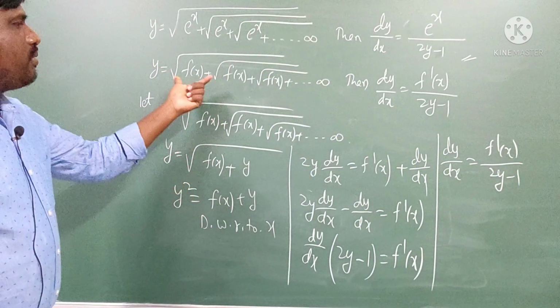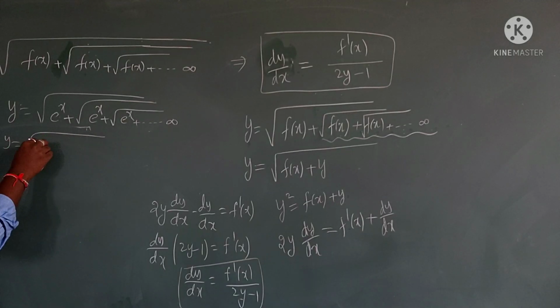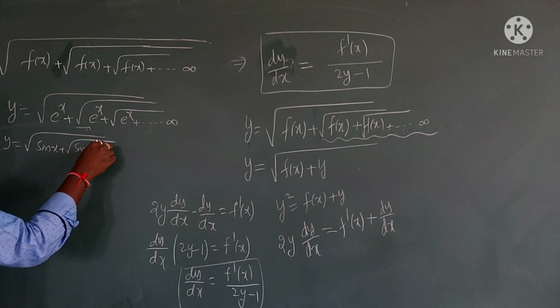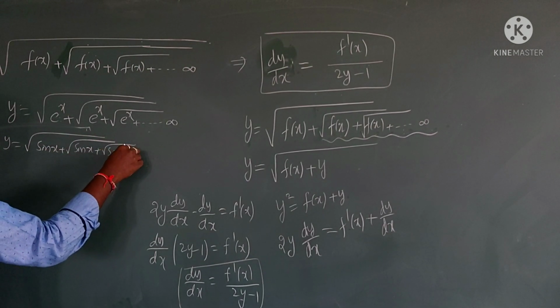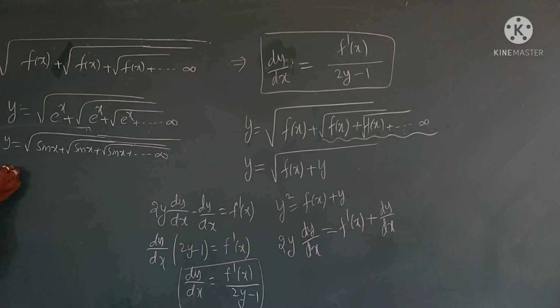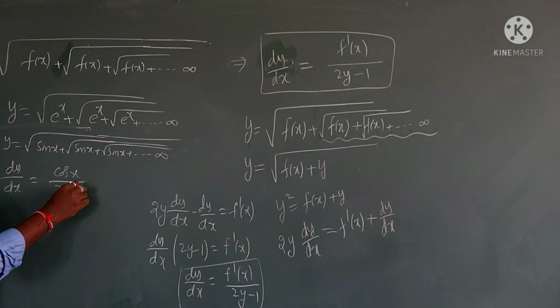Hence we have proved this formula. Now, y is equal to square root of sin x plus square root of sin x plus square root of sin x plus so and so infinity. What is the answer for this? dy by dx is equal to what can we write? Sin x differentiation is what? Cos x upon 2y minus 1. So it becomes simple.